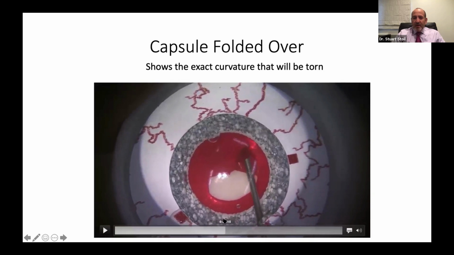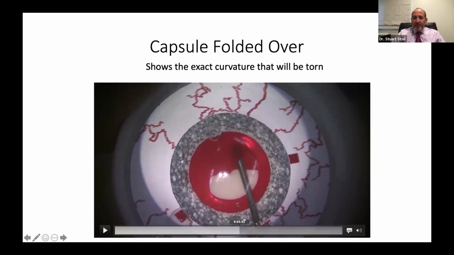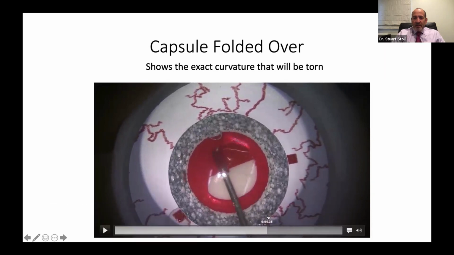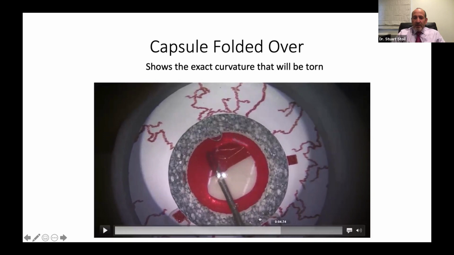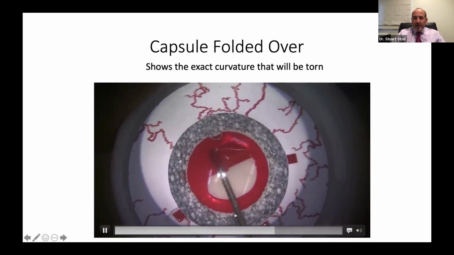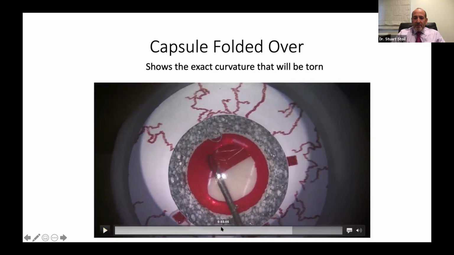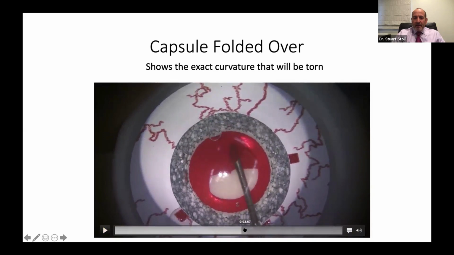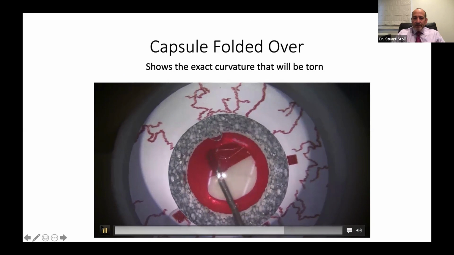Too many people go inward too much. You want to stay out, follow the tips. Look at where they are. They're tracing exactly the path of the opening. And also, as the capsule's folded over, you can see right here, let me stop it. As the capsule's folded over, you can see exactly that this curvature mimics this curvature, and that's where it's going to continue to open. So those 2 things, when you get the capsule folded over and you're tracing the tear with your tips, is really the key here.